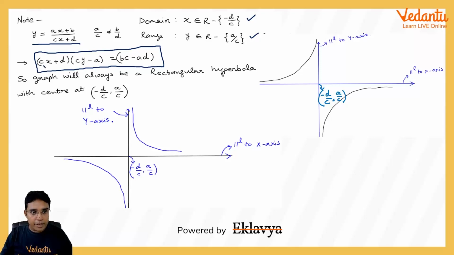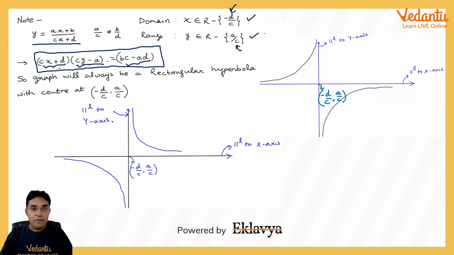Here one of the brackets, cx plus d, is coming from the fact that minus d upon c cannot be the value of x, which would make this bracket 0. Similarly, the other bracket is coming from the fact that a upon c cannot be a value in the range. That's why cy minus a. If you take minus d upon c as x or a upon c as y, the left hand side will become 0, whereas the right hand side is bc minus ad, which is not 0.